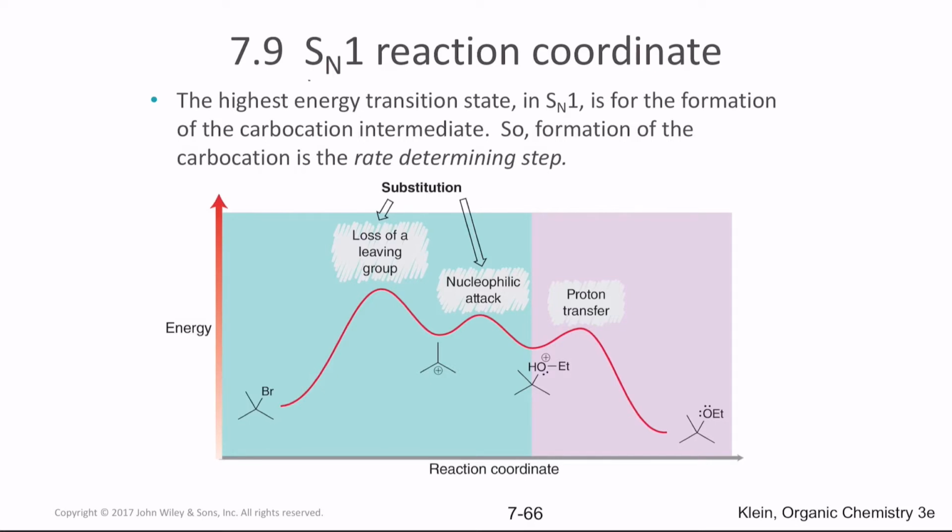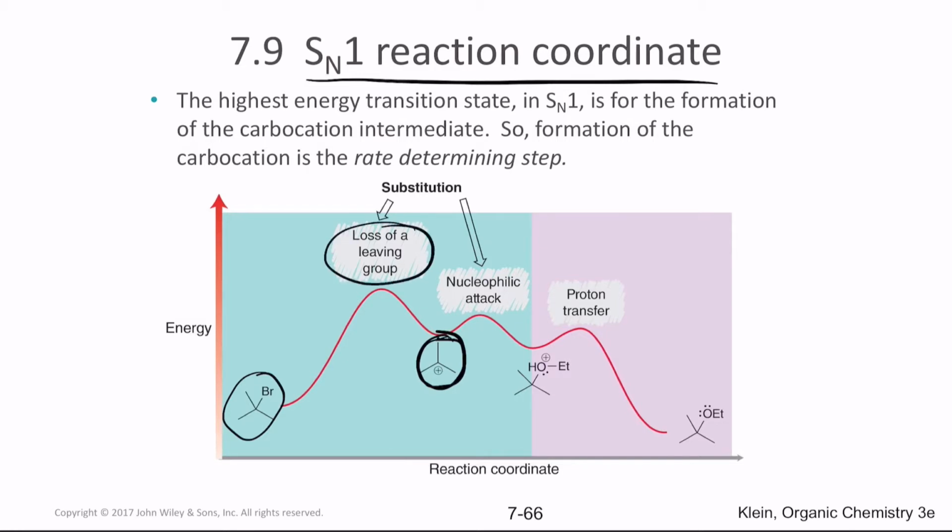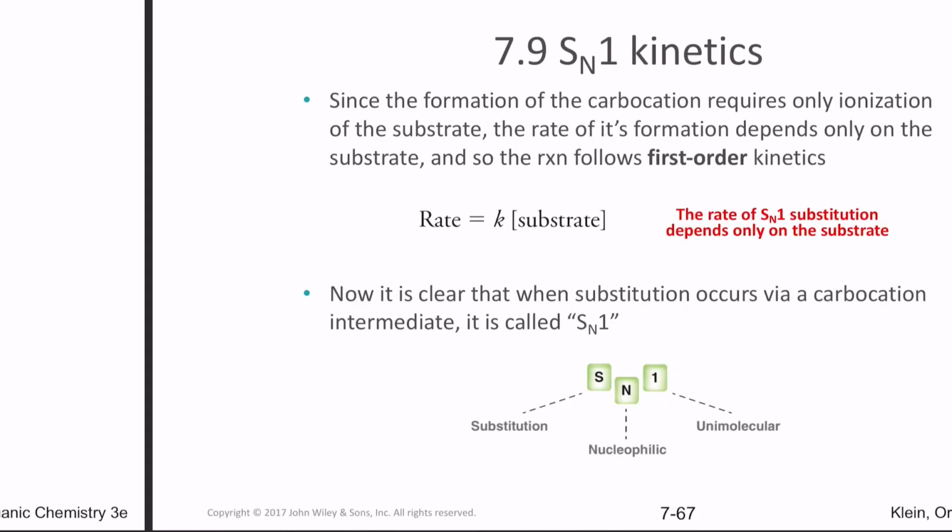So in SN1 reaction coordinates, in terms of the determining step, which determines the rate of reaction, the first step is the formation of the carbocation. So the amount of carbocation intermediate formed from the substrate is the one that decides the rate of the reaction. Here the first peak is the loss of leaving group and the second peak is the nucleophilic attack. The first dip here involves the formation of the intermediate. So this is the energy diagram for an SN1 reaction.